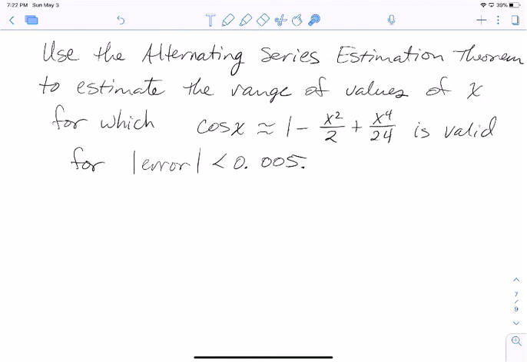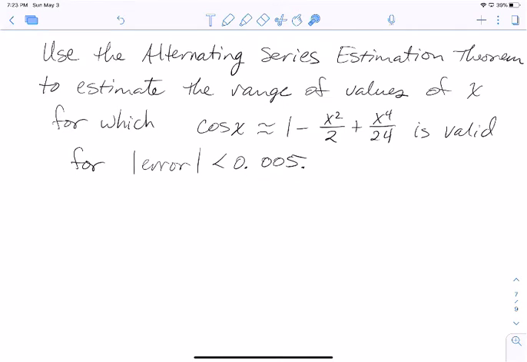In previous examples, we've seen applications of Taylor's inequality to estimate errors. But if we have an alternating series, then we can use the alternating series estimation theorem as well. And that's what we're going to do to estimate the range of values of x for which the cosine of x is approximated by 1 minus x squared over 2 plus x to the fourth over 24 is valid for an error less than 0.005.